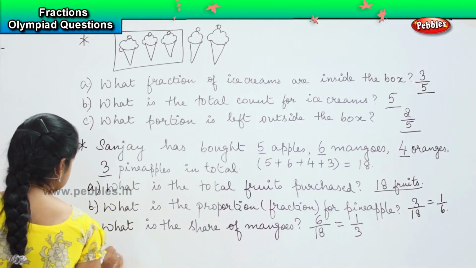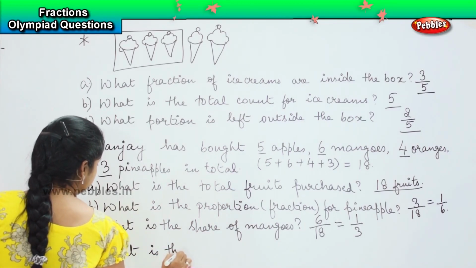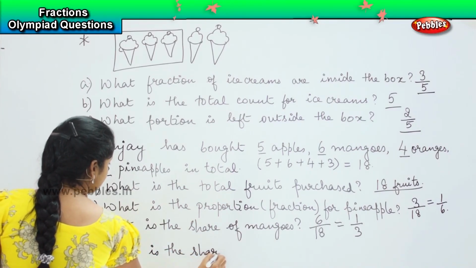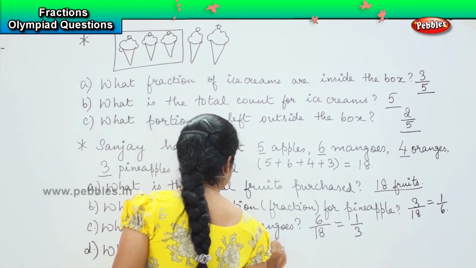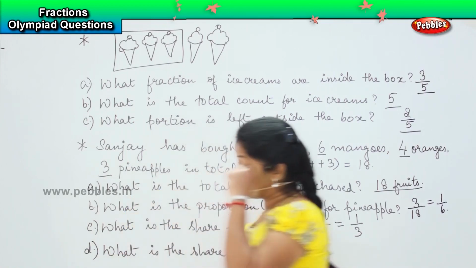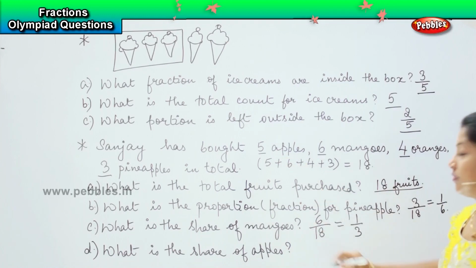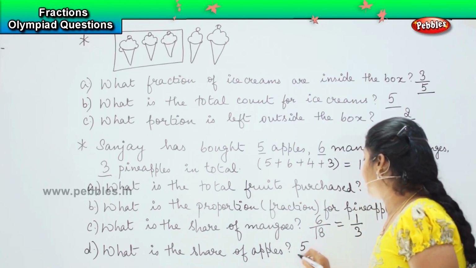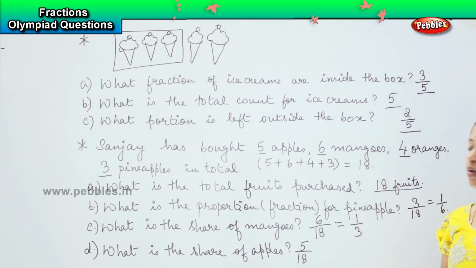So we have your next set of questions. The next one says, what is the share of apples? What is the share of apples, children? How many apples were purchased here? 5. So it will be 5 by 18. So are you clear with this set of questions? Is it clear and easy to understand? Okay. We'll do some more.